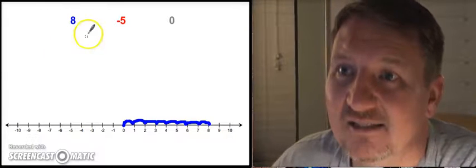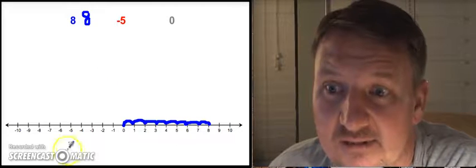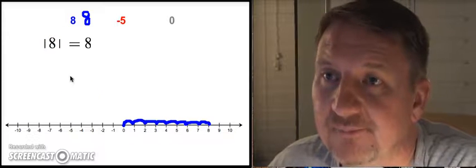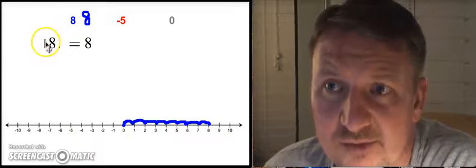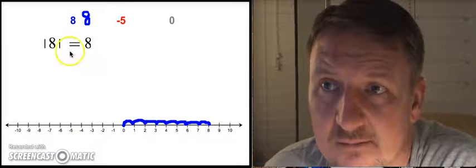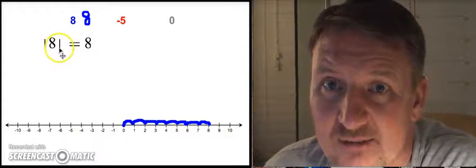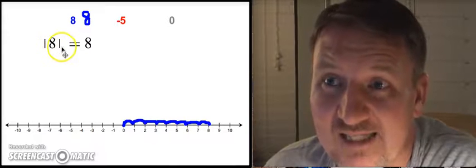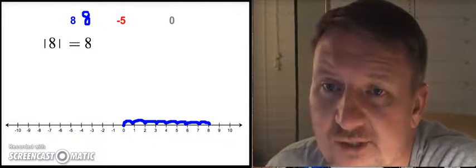All right, our absolute value of 8 is, in fact, 8. And this is how you would write it. You use these vertical bars to talk about absolute value. So this would read, the absolute value of 8 equals 8. These lines represent absolute value. Whenever you see a number or an expression inside these lines, that means we're talking about absolute value.